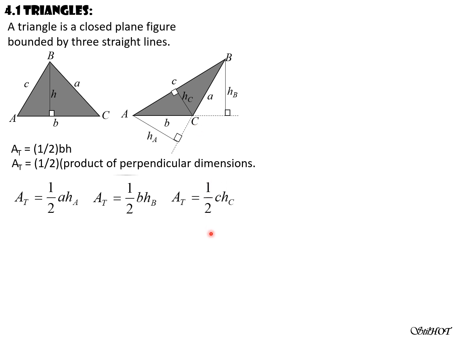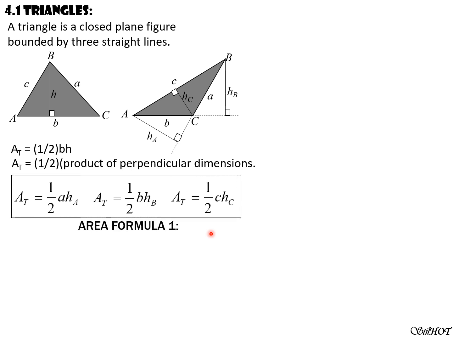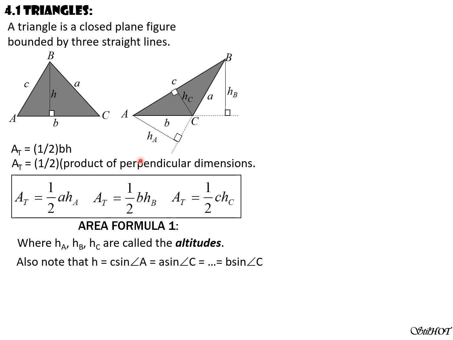So we'll call this area formula 1. In this formula, HA, HB, H sub C are called the altitudes. And we also note that H is equal to C sine angle A, and it is also equal to A sine angle C, which is also equal to B sine angle C.